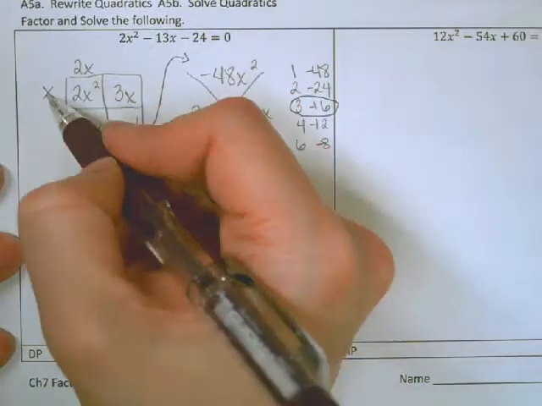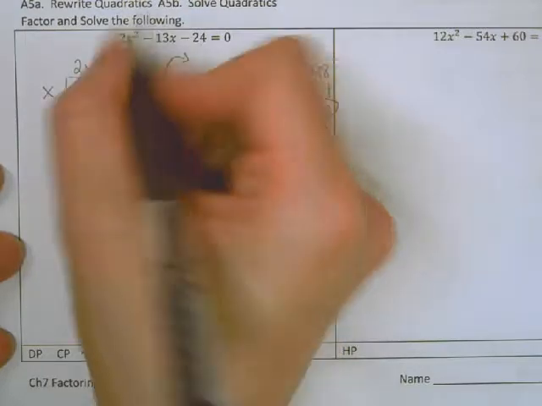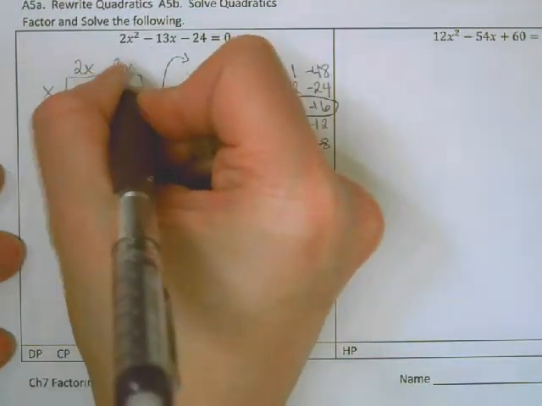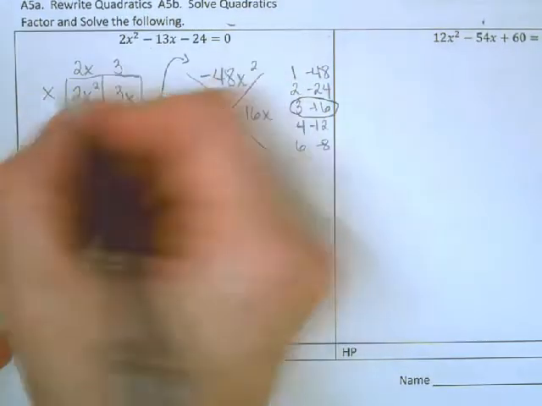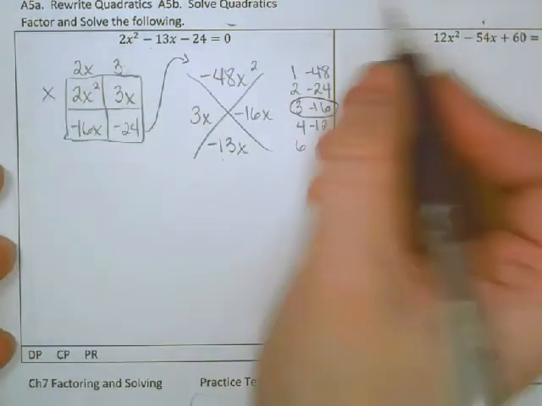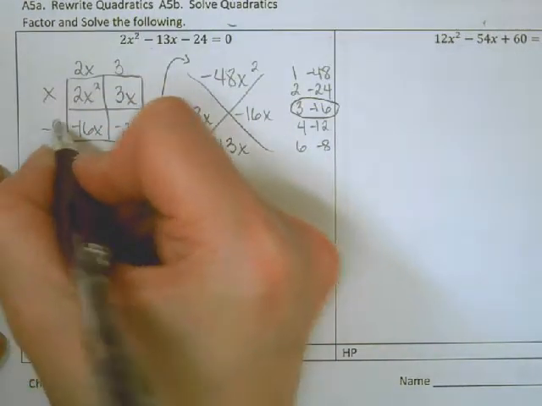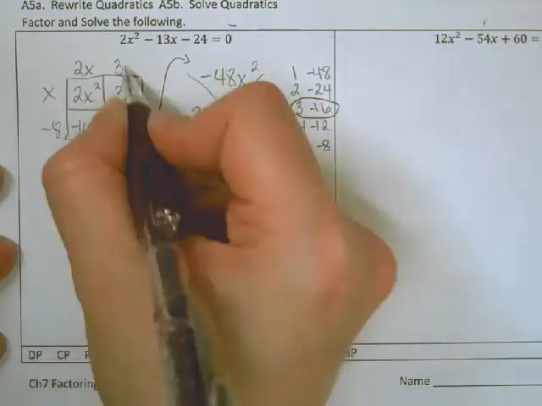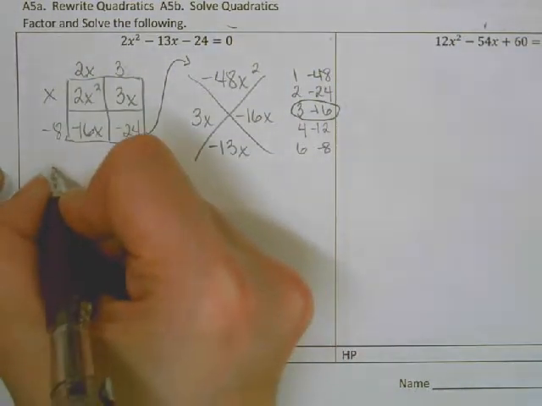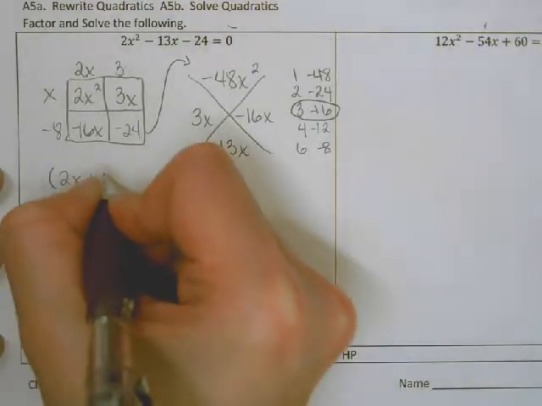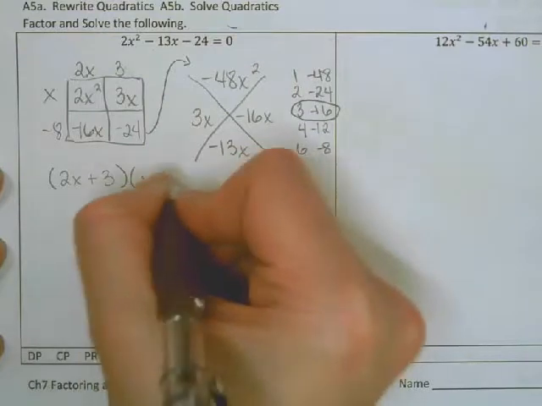So 2x times x gives me 2x squared. x times 3 gives me 3x. Just 3, because x times 3 gives me 3x. 2x times negative 8 gives me negative 16, and negative 8 times 3 gives me negative 24. So my factored form is 2x plus 3, I get that from up here, times x minus 8.